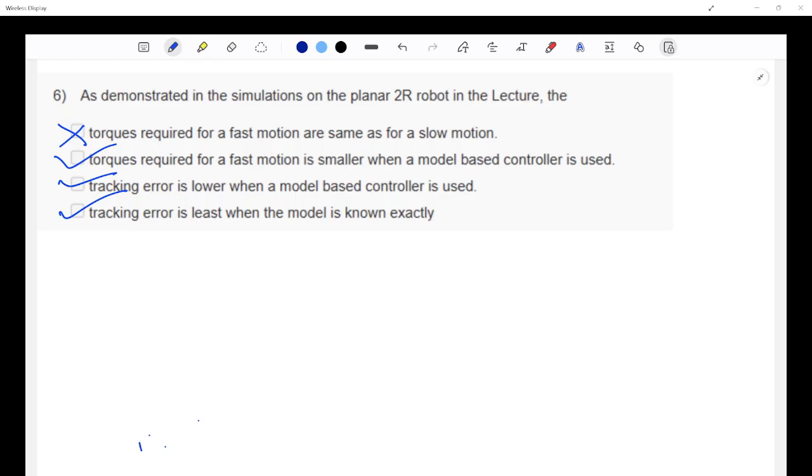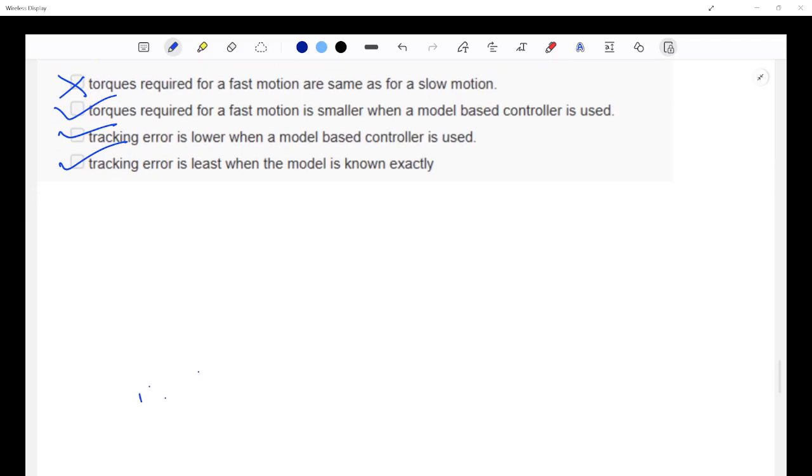So if PD control is being used, then fast motion increases the error. Why? Because nonlinear terms grow with velocity, and PD cannot compensate. I hope this question is clear. Let's move to the next question.